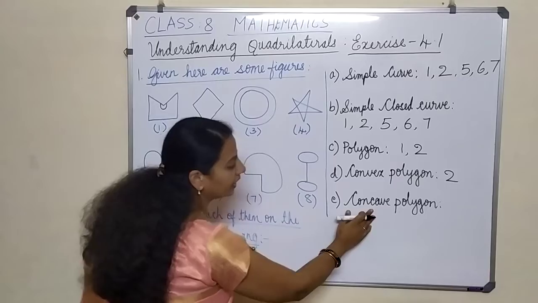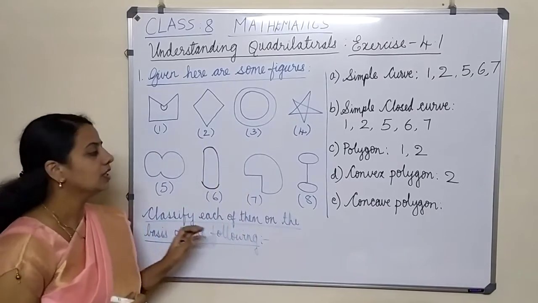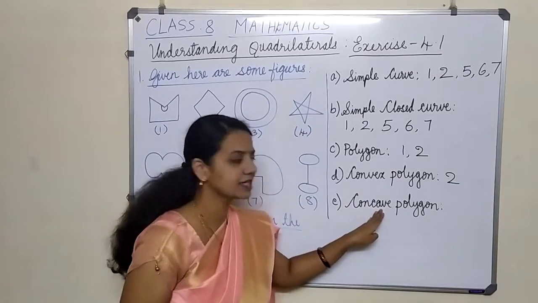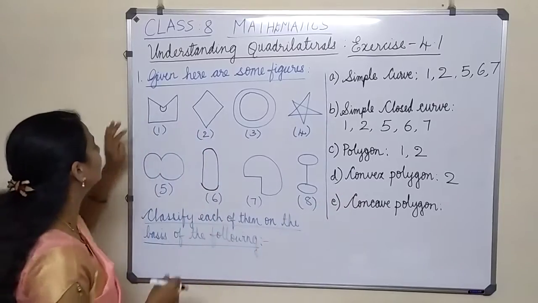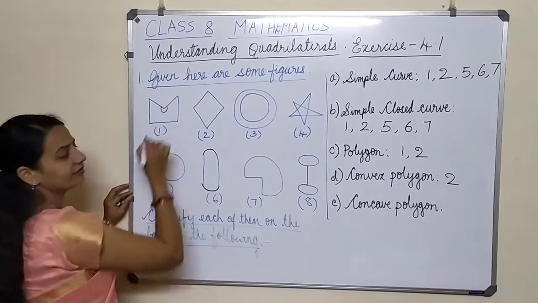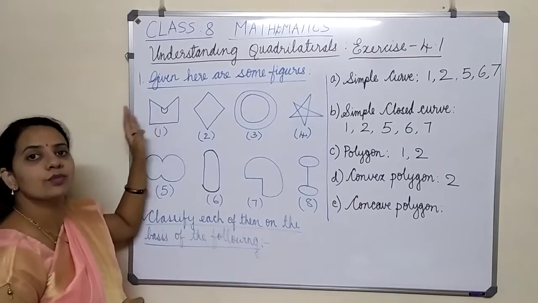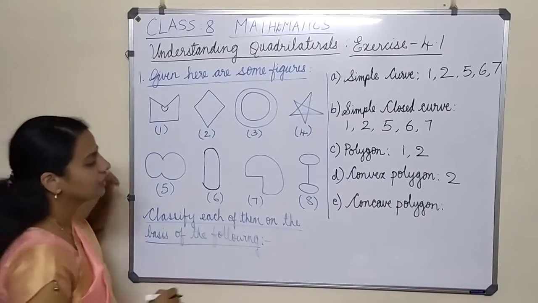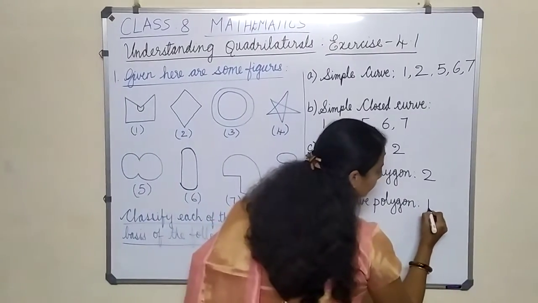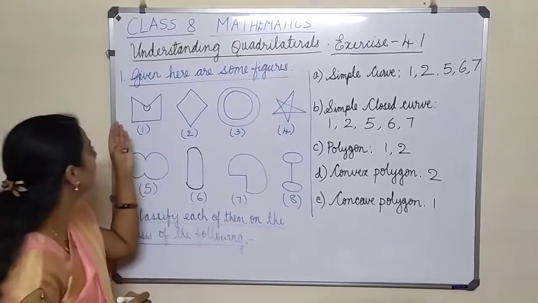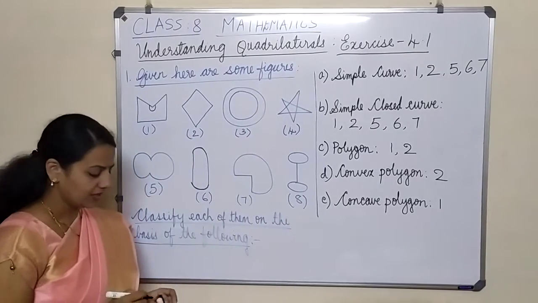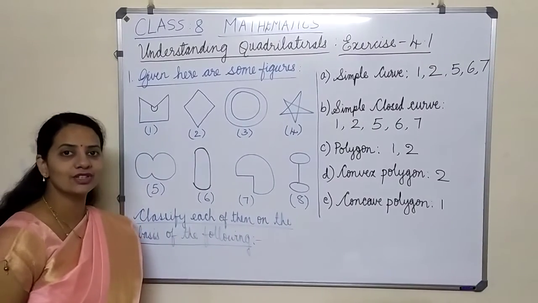Now coming to concave polygon. The name itself suggests it is made up of a cave. So this is the only one which has an angle which is more than 180 degrees. So I'm going to write here the first figure. The first figure is your concave polygon. Understood, children? I hope you have understood this much.